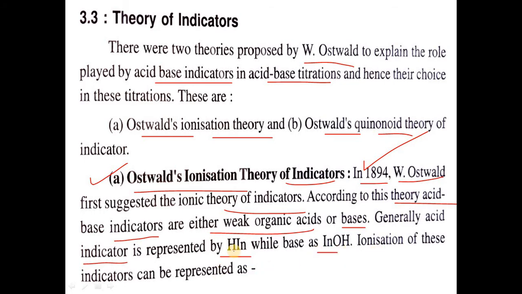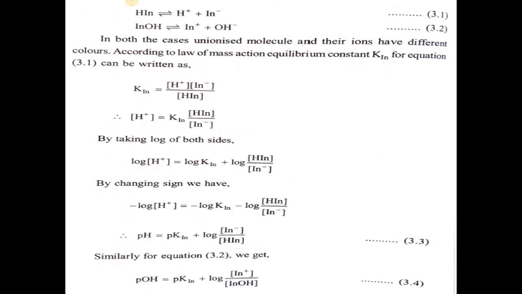Ionization of these indicators can be represented as below: weak acid HIn dissociates as H plus and In minus, and weak base InOH dissociates as In plus and OH minus. In both cases, the unionized molecule and their ions have different colors.